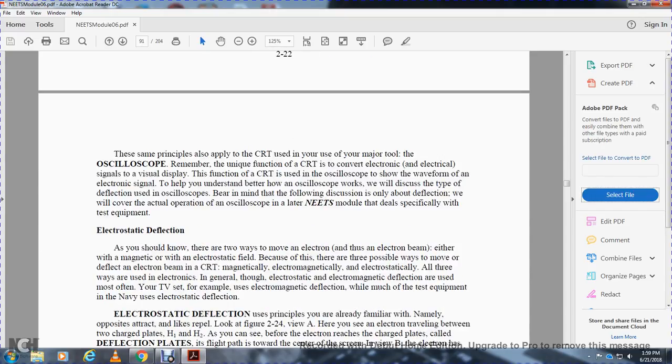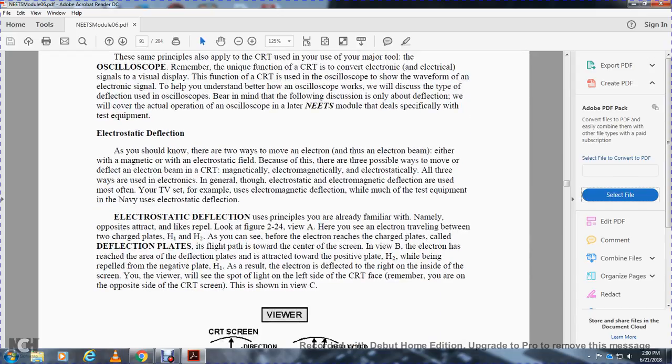These same principles apply to the cathode ray tube in the oscilloscope. Remember, the one function of the cathode ray tube is to convert the electrical signal into a visual display. The function of the cathode ray tube in the oscilloscope is to show the waveform of an electronic signal. To help you understand how the oscilloscope works, we will discuss the type of deflection in the oscilloscope. Bear in mind, the following discussion is only about the deflection. We will cover the actual operation of the oscilloscope later, in the NEETS module that deals with test equipment.